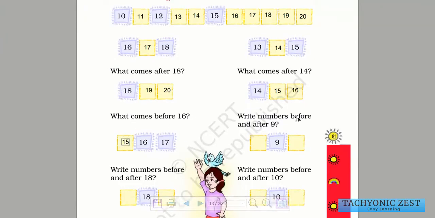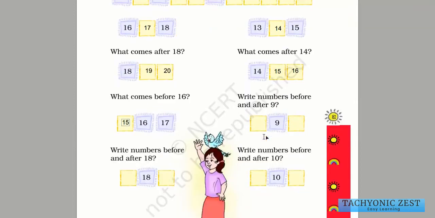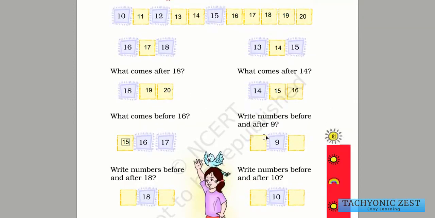Okay, let us see. Write numbers before and after 9. So to write numbers before and after 9, let us count from 1. Why? Because 9 comes here, from 10 to 20, 9 is not there. So to find what comes before 9, let us write all the numbers from 1 to 10. So 1, 2, 3, 4, 5, 6, 7, 8, 9, 10.